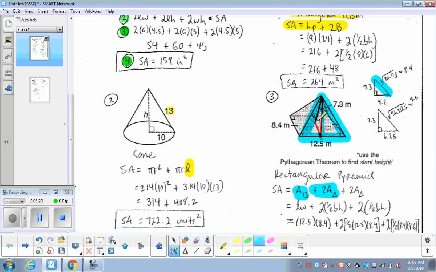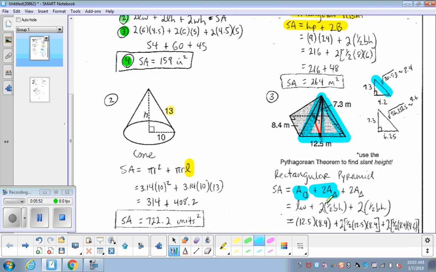So the red right triangle has a height of 7.3, and the base of this triangle is half of the 8.4. That's where I got this 4.2. So when you use the Pythagorean theorem, 7.3 squared plus 4.2 squared, you get 70.93. And then when you hit the square root, you get an 8.4.